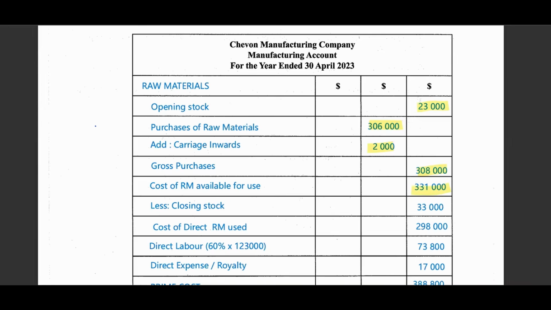Now, we did have closing stock. Closing stock is materials that we did not use, which would have been 33,000. So, materials available for use, 331, subtract the closing stock of 33, going to give us the cost of materials used, which would have been 298,000.